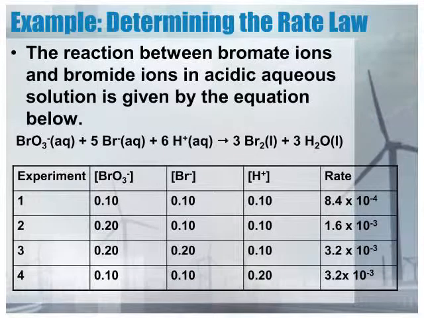So the example we're going to do is the reaction between bromate and bromide ions in acidic aqueous solution, given by the equation below. That's just telling me this reaction occurs. Four experiments were performed. You have to do multiple experiments, and in these experiments the only thing that you're changing is your concentrations, to see how the concentration of one reactant controls the reaction more than another one. So make sure you copy down these charts so that you know where I'm getting everything from.